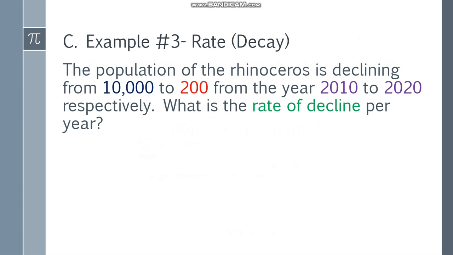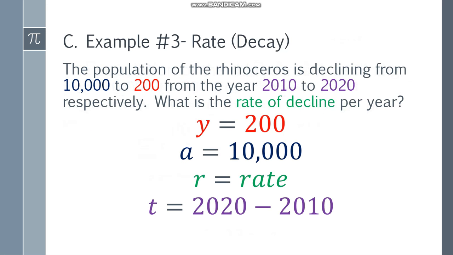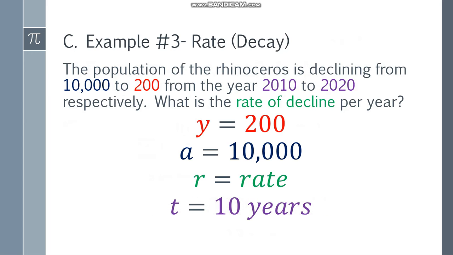The next one, example number 3, we are asked to find the rate. The population of the rhinoceros or rhinos is declining from 10,000 to 200 from the year 2010 to 2020 respectively. What is the rate of decline per year? So y is equal to 200 and a is equal to 10,000. r will be the rate. t is equal to 2020 minus 2010. So to find that number of years, just subtract it. That will be 10 years.